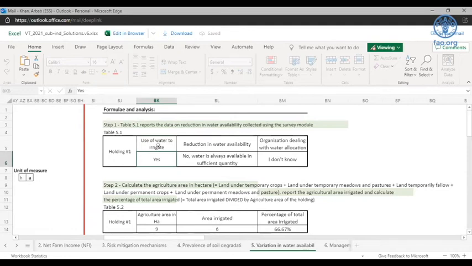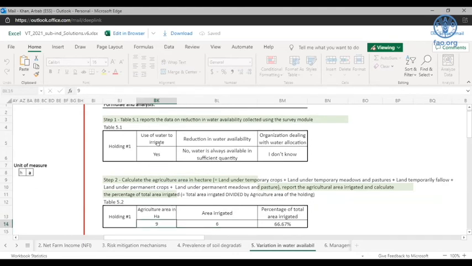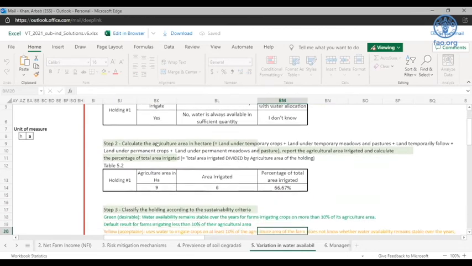Yes, water is used for irrigation. Reduction in water availability? No, water is always available in sufficient quantity. Okay. Total area irrigated is 6. Agriculture area of the holding in hectare is 9. Percentage of total area irrigated is 66.6%.